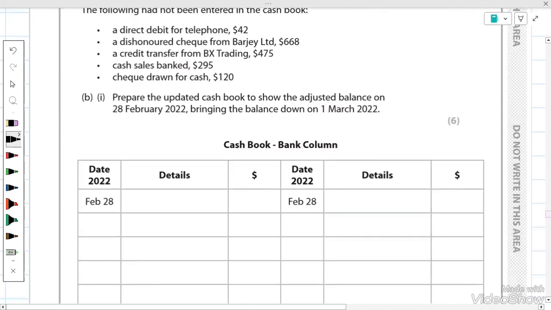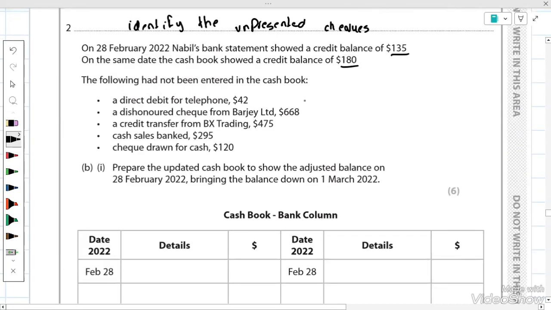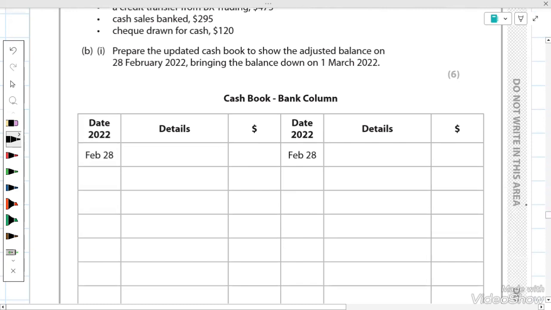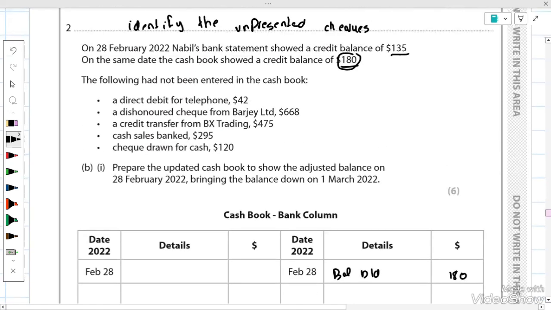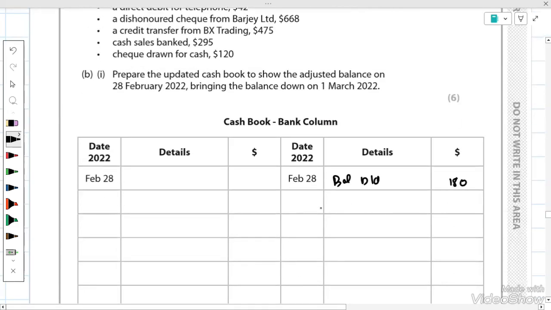First of all, we know that our balance b/d is 180, but it will be on the credit side because we have a credit balance. So balance b/d would be $180. Okay, so now let's read the transactions. A direct debit for telephone, $42. So this is basically a payment, so it will be on the credit side because this is the payment side.